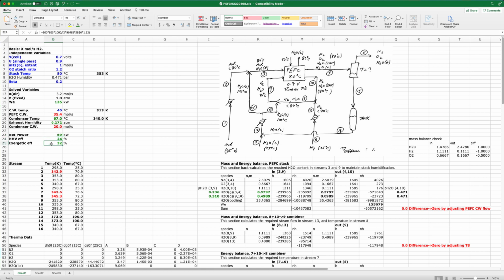Based on that, we can also calculate the higher heating value efficiency or the exergetic efficiency. And you can see that it is quite low when we consider all that. So why is this efficiency so low? I think you can sort of see some of the consequences of the water management issue.